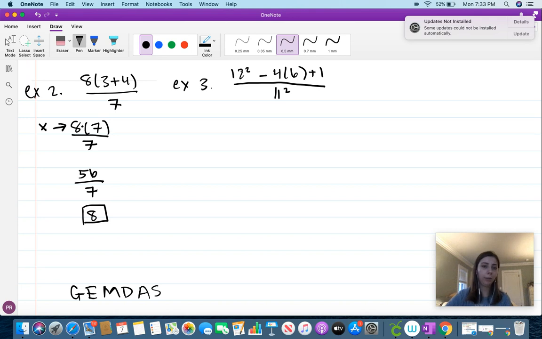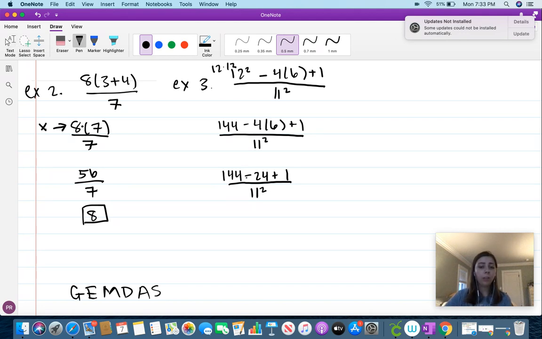And I do see exponents right there. 12 squared, which means 12 times 12. And that is 144. So I rewrite the problem, just making that single change, that one step that I did. Now I can move on to multiplication and division in the top group. I do see multiplication. That's the only thing I see for that step. 4 times 6, so that's what I'm going to do next. That's 24. So I just replace that single number and rewrite the rest of the problem the same way.